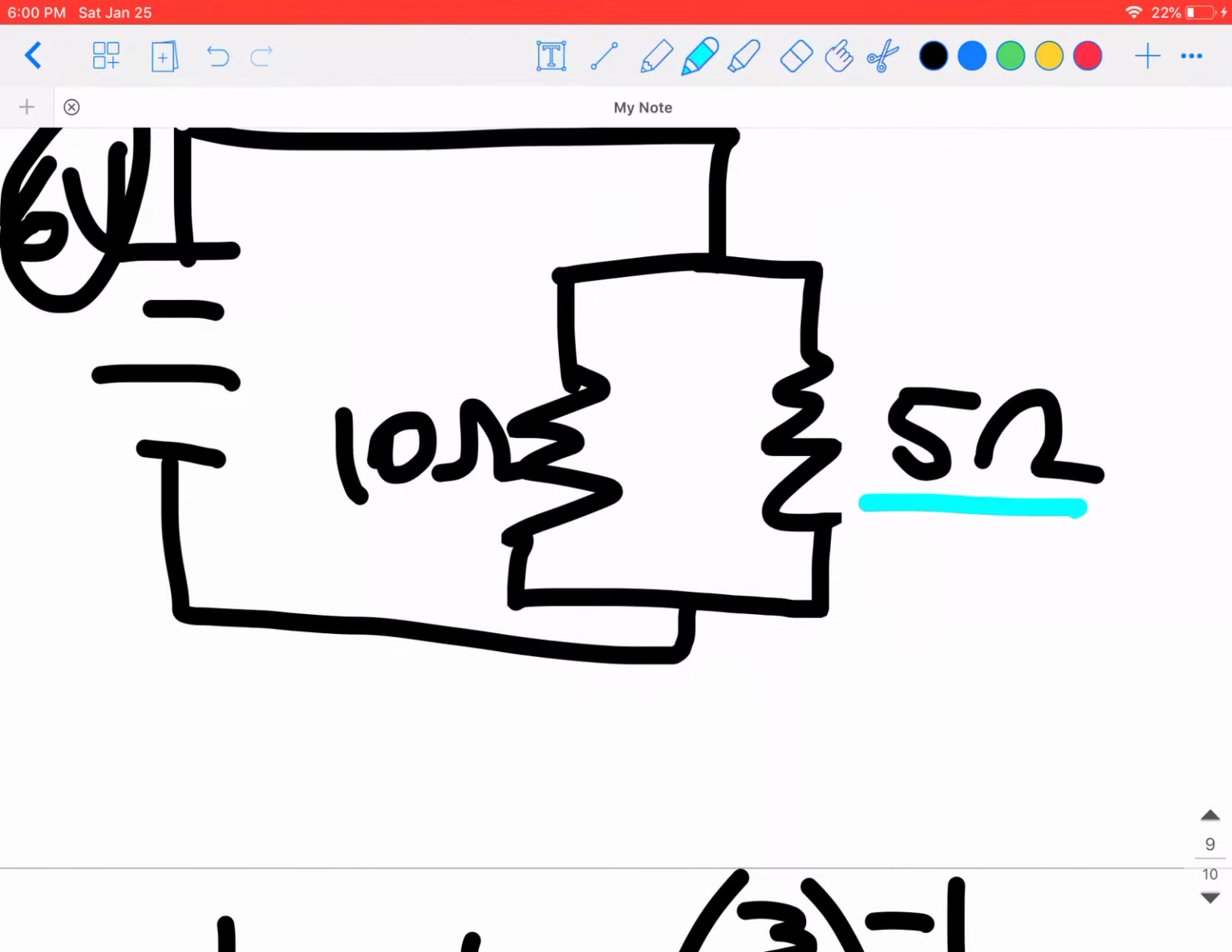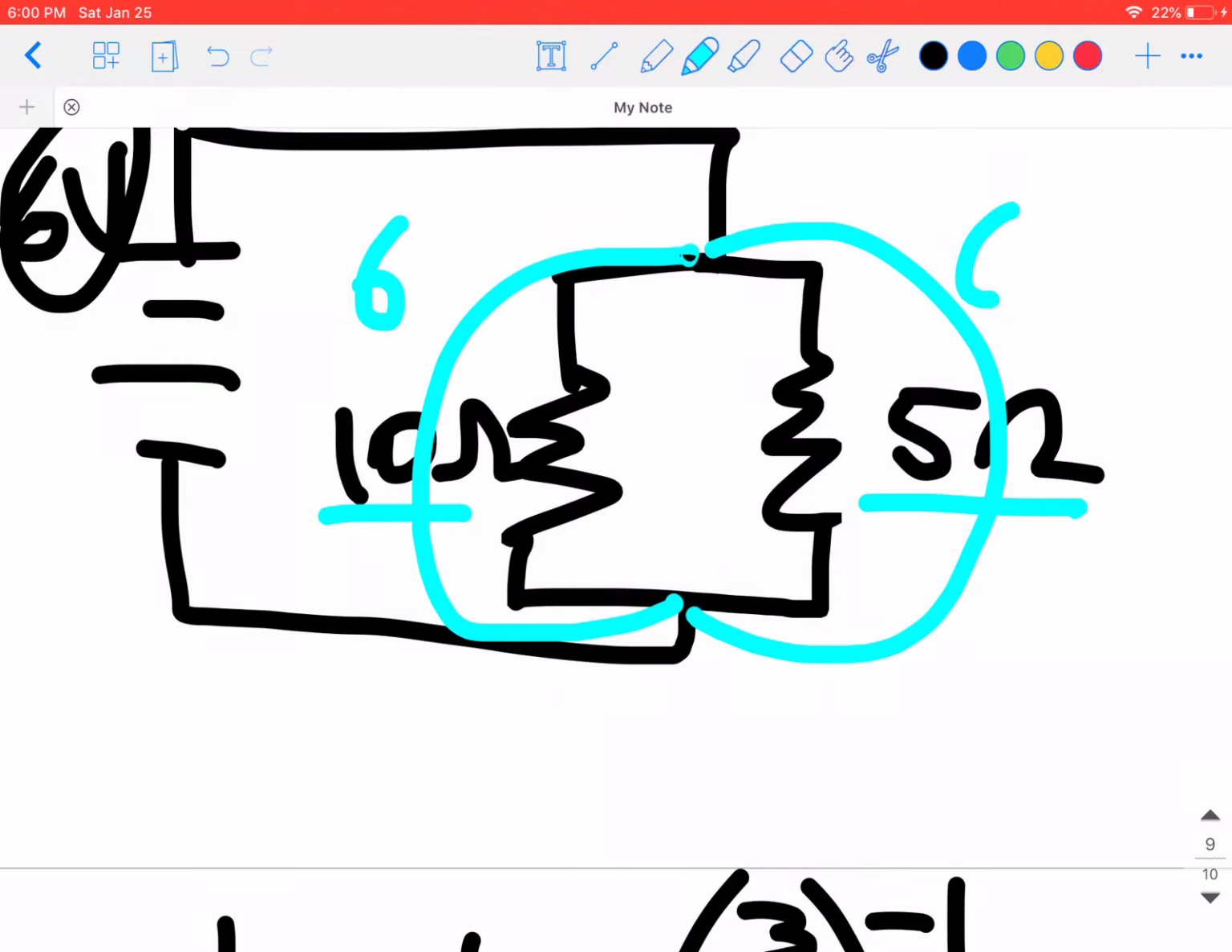You have a 5 ohm resistor and a 10 ohm resistor. My strategy for solving current problems is this. Whenever you go through here, if you take a look at Kirchhoff's second rule, it says that whenever you have a circuit that splits, your potential difference must be the same. So this must equal 6, and that must equal 6. And where did I get the 6 from?